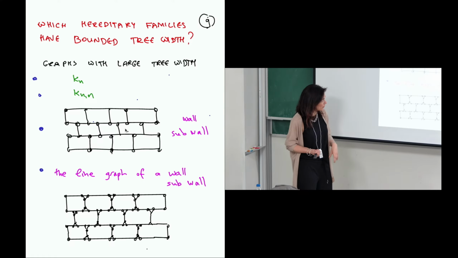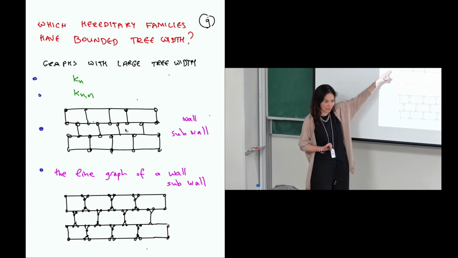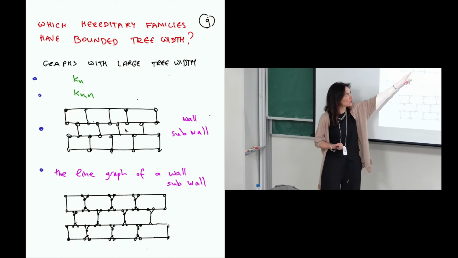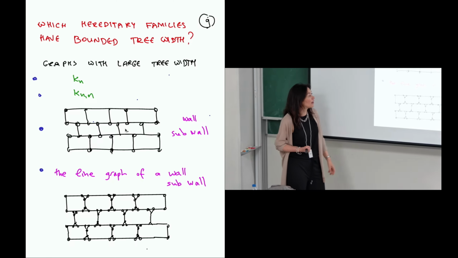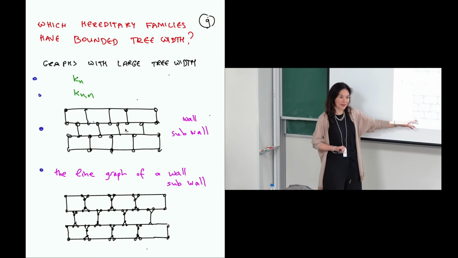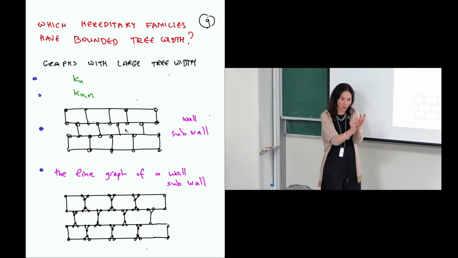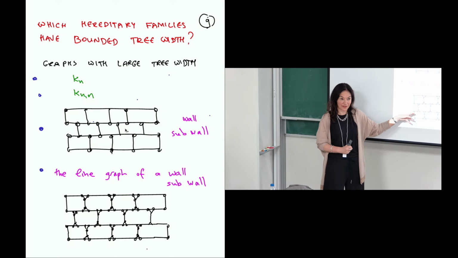For example, one thing you can do is take the line graph of this. Right? So take a subdivided wall, take its line graph, it looks like this. So these junctions become triangles and then some subdivided edges. And in here it's the same story. You don't have small balanced cut sets. Well, this also has large treewidth.